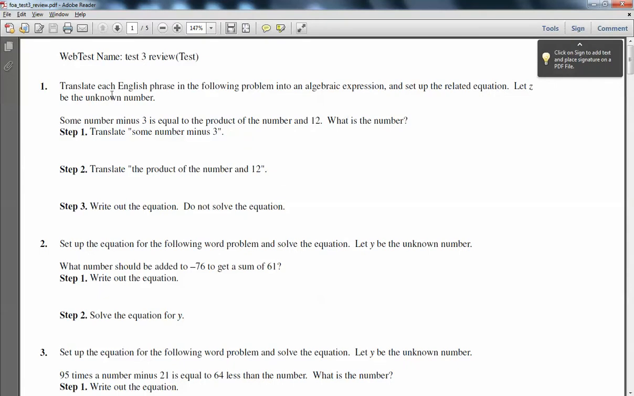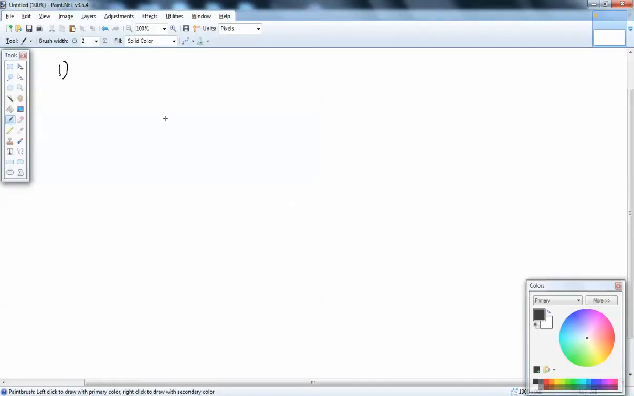It says, translate each English phrase in the following problem into an algebraic expression and set up the related equation. Let z be the unknown number. Some number minus 3 is equal to the product of a number and 12. It guides us step by step through this. It says translate some number minus 3. Well, that'd be z minus 3.